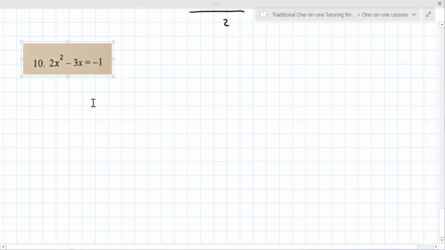All right, so let me know when you're ready to look at number 10. We'll just do number 10. What is the initial problem here? What is on the right hand side, and what do you want to be on the right hand side? What number do you really want in this position?